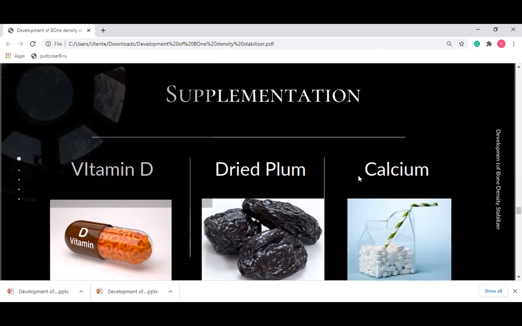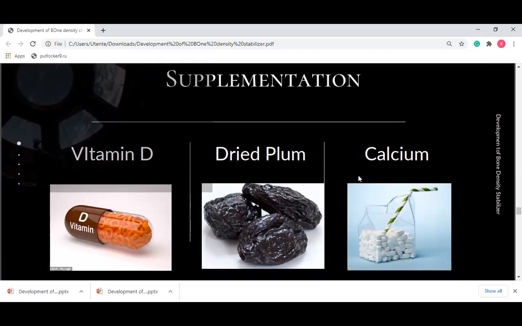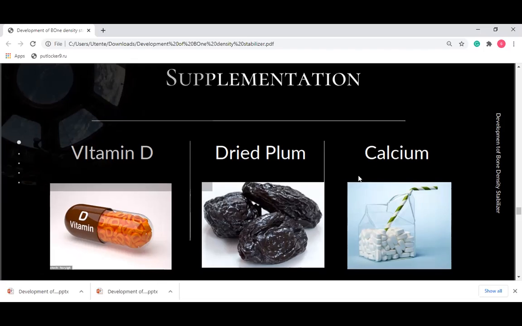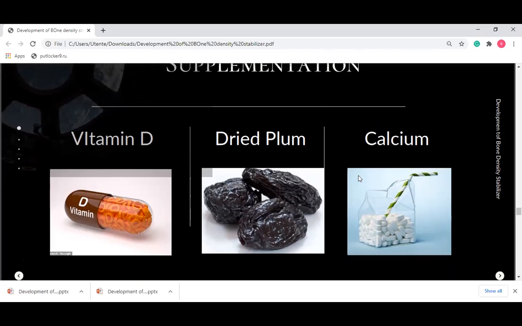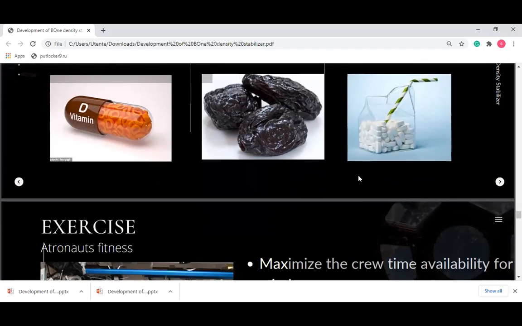Then supplements that need to be taken are vitamin D, dried plum, and calcium. Vitamin D is needed due to the deficiency of sunlight. Dried plum is usually for avoiding the formation of kidney stones. And calcium is generally used for bone formation. So these are the three major elements astronauts take for bone formation.